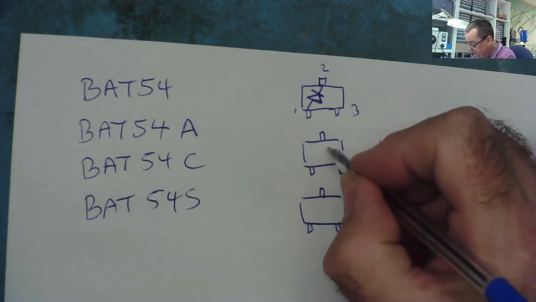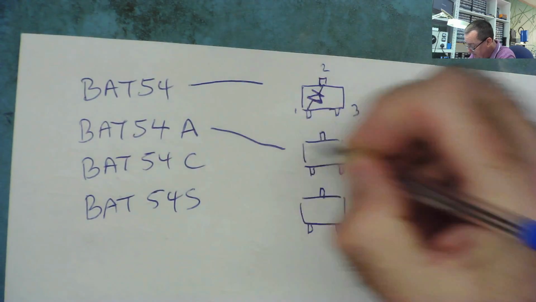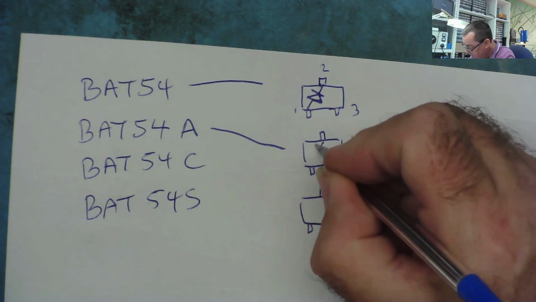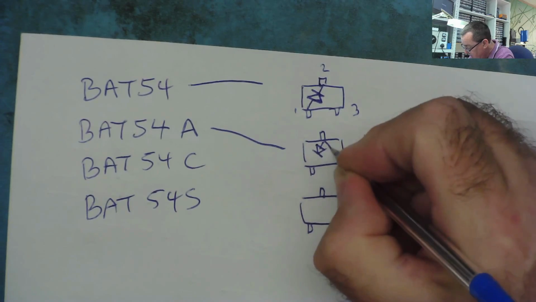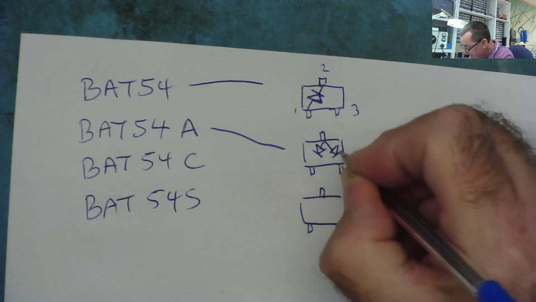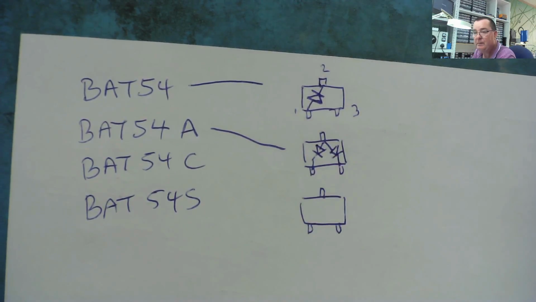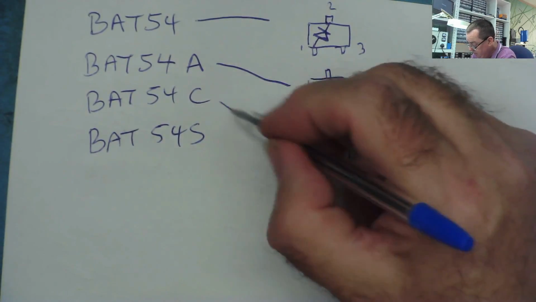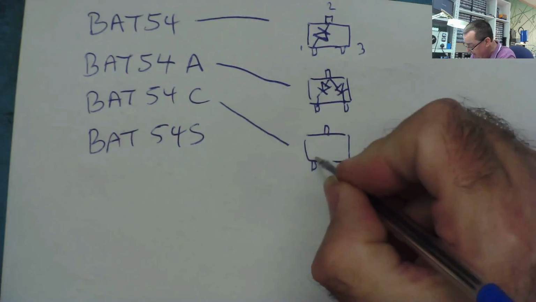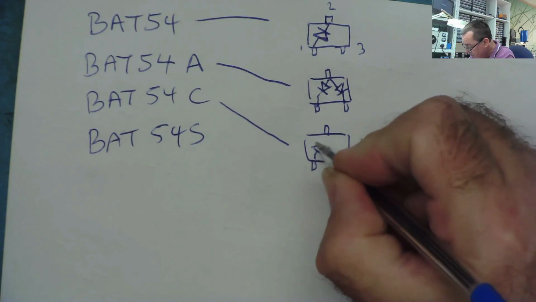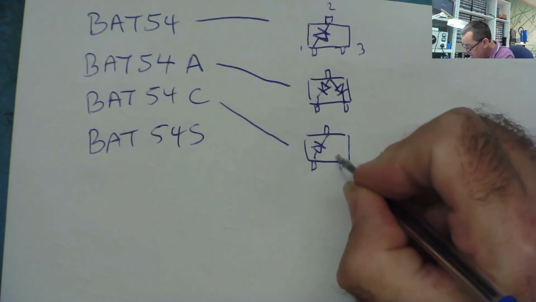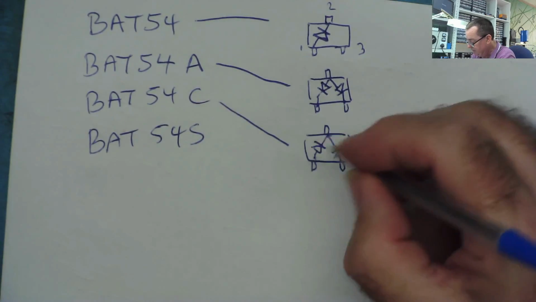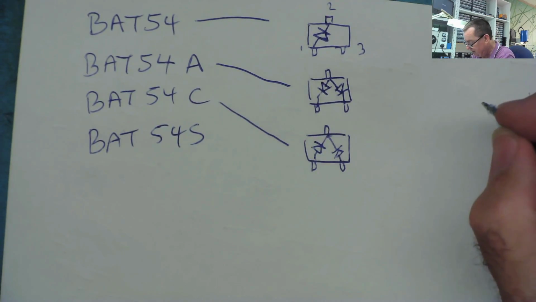This one is the A, and the A is actually common anode. So it has 2 diodes, and both diodes have the anodes connected together, like that. This is common anode A. C is common cathode, so it's the other way around. It has 2 diodes in here, going this way, and this is a common cathode. Both the cathodes are connected together.